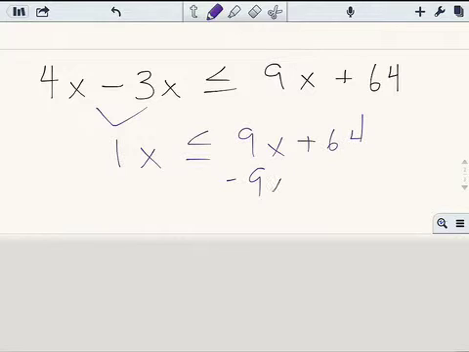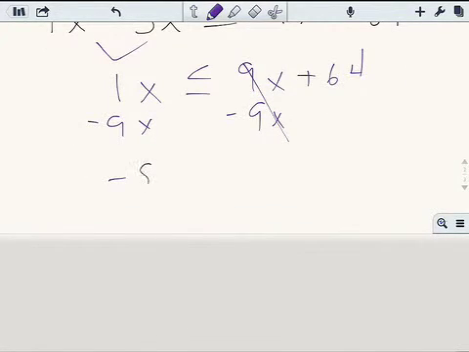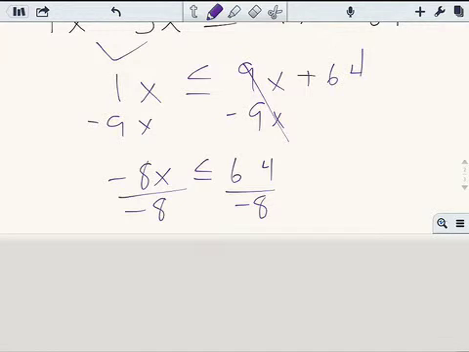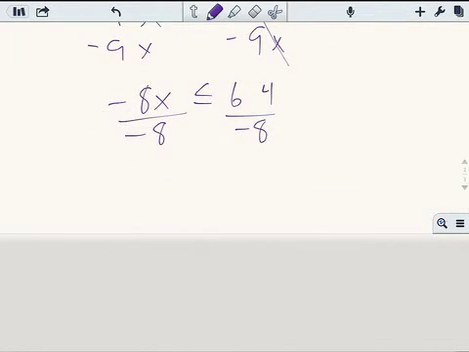That's numbers and variables on one side of the equation. I'm going to get rid of the variables. I'm going to take away 9x to make this a 0. If I do it to the right, I've got to do it to the left. Take away 9x. And so I get negative 8x is less than or equal to 64. And so now I need to divide by negative 8, because when a number and a variable are right next to each other, you have to divide to undo it, because that's undoing multiplication.